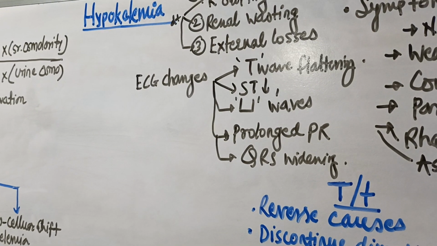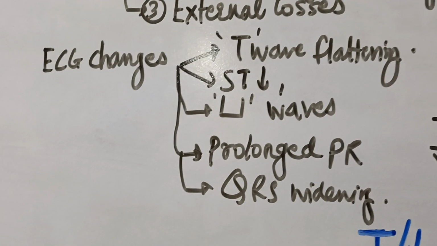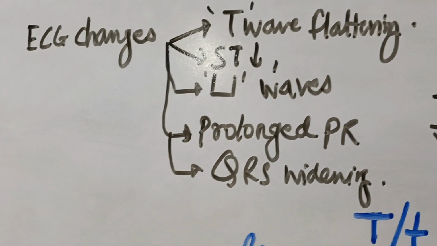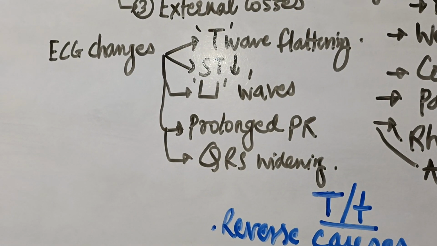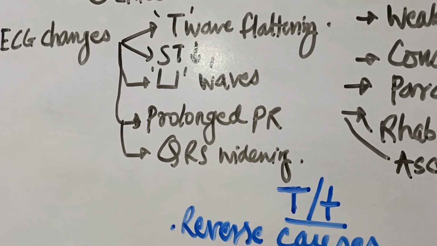There are a few ECG changes during hypokalemia which are very common. It causes T wave flattening, ST segment depression, appearance of U waves, prolonged PR interval, and QRS widening. So how to evaluate hypokalemia?